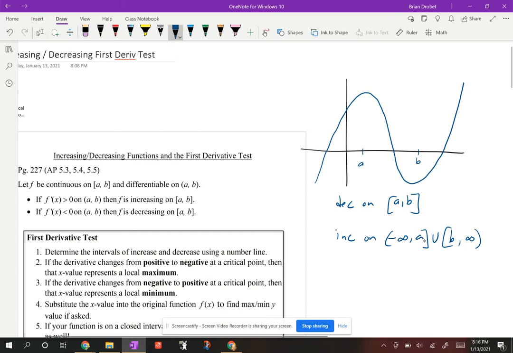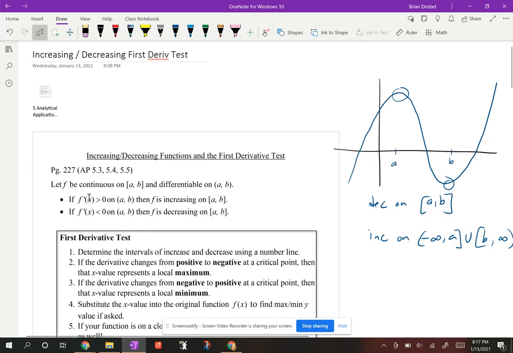Now, if you break up a function into intervals of increase and decrease, then you can locate relative maximums and relative minimums, because obviously if a function changes from increasing to decreasing, that's going to create a relative maximum. And if a function changes from decreasing to increasing, that's going to create a relative minimum. So we can use the derivative to figure out where the derivative is positive and where it is negative. And if we can figure out where those transitions happen, we can locate the positions of relative maximums and minimums in that way.